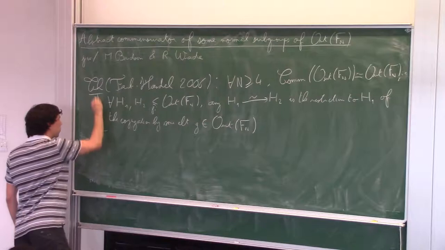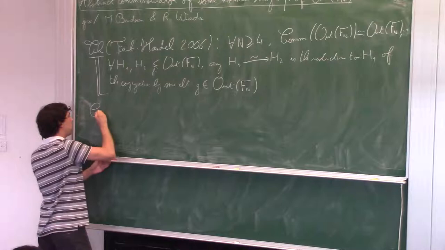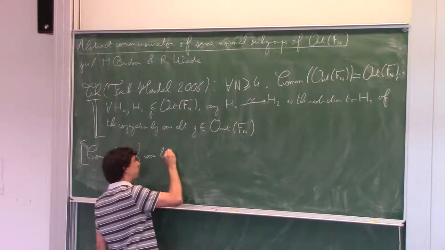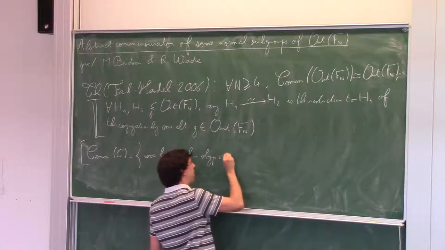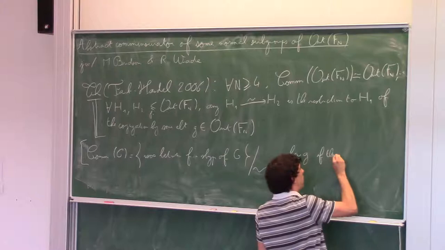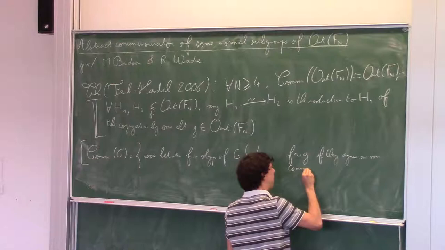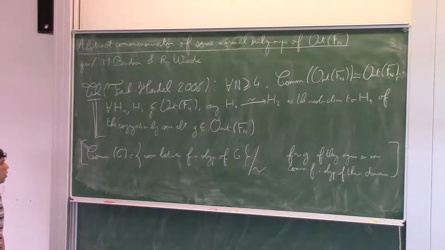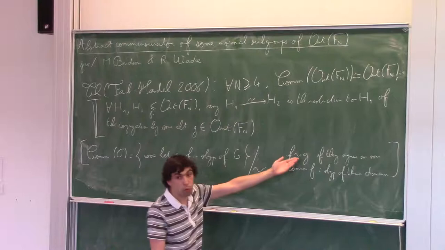Right, so the abstract commensurator of a group is just going to be the set of all equivalence classes of isomorphisms between two finite index subgroups of G, where the equivalence relation is that you identify two such isomorphisms if they agree on some common finite index subgroup of the domain. Right, and this turns out to actually be a group because you can compose two such isomorphisms up to restricting to the right finite index subgroup of G.